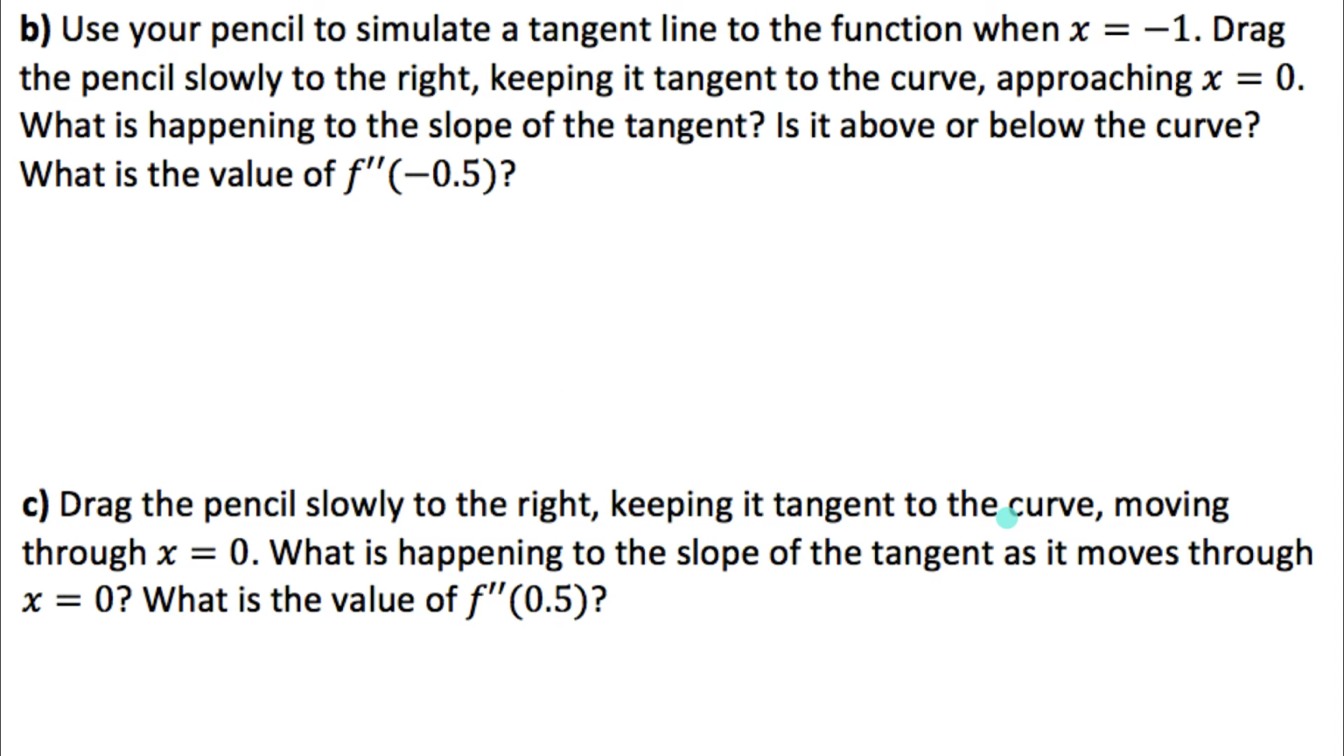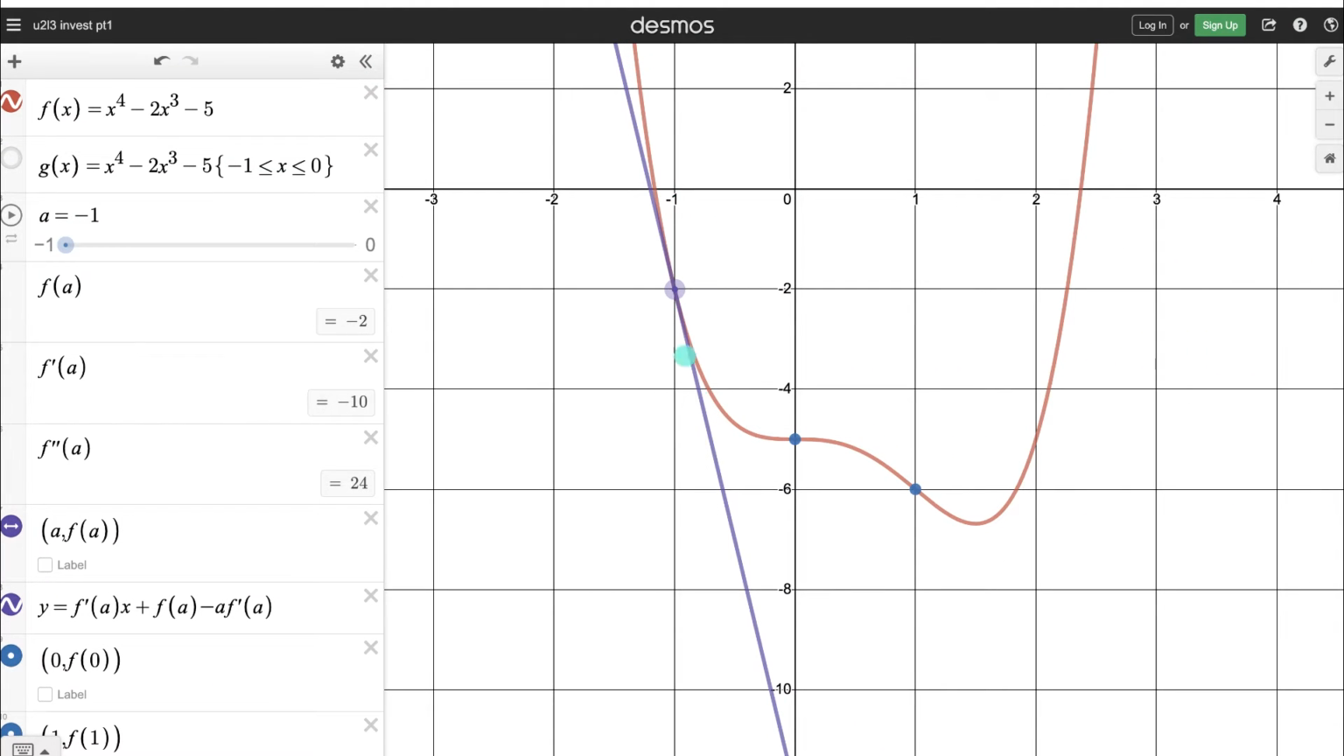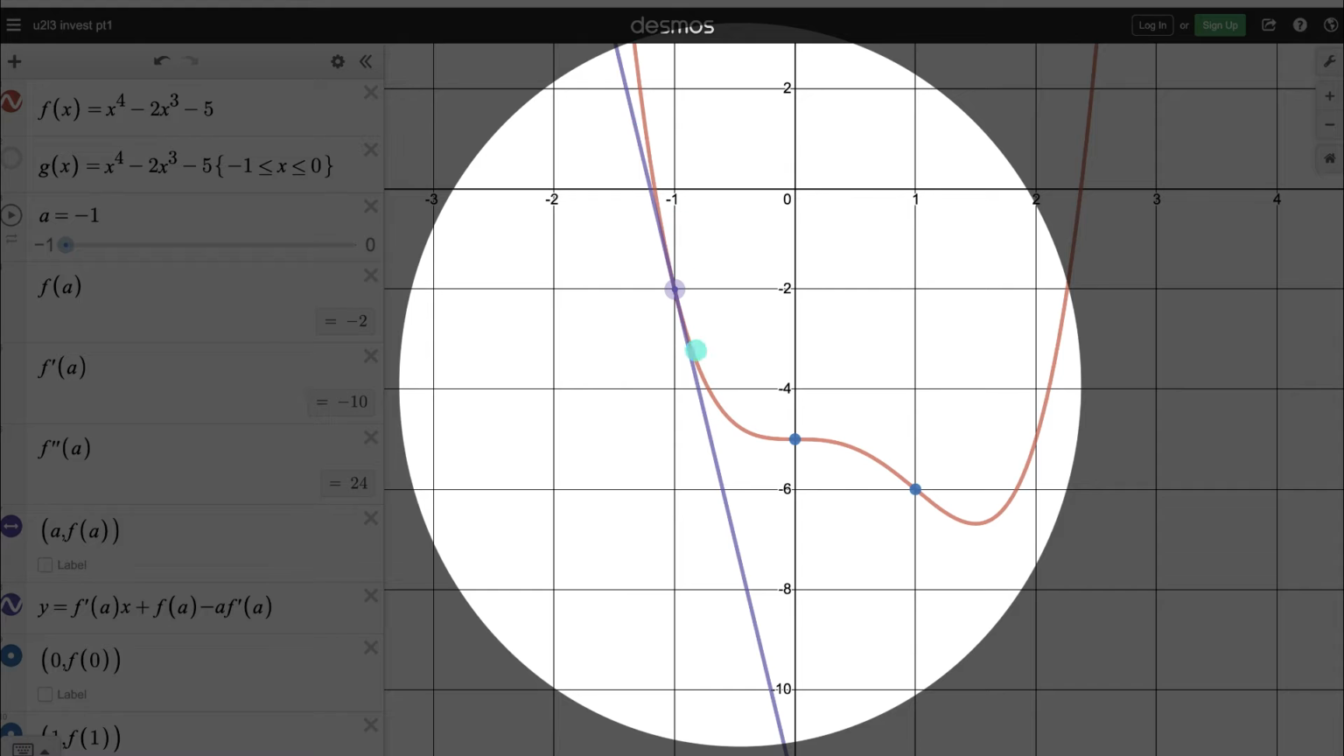So part B says, use your pencil to simulate a tangent line to the function when x equals -1. And remember that a tangent line tells us the slope of a function at a point. Basically, it's saying use your pencil to represent the slope of the function when x is -1. Okay, I have the graph in Desmos so that I can get Desmos to draw the tangent line for me, but you're going to use your pencil to represent the tangent line. So your pencil should look just like this purple line right now. It's touching the original function at an x value of -1.